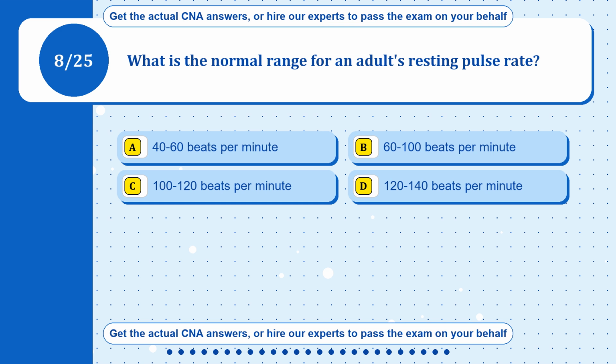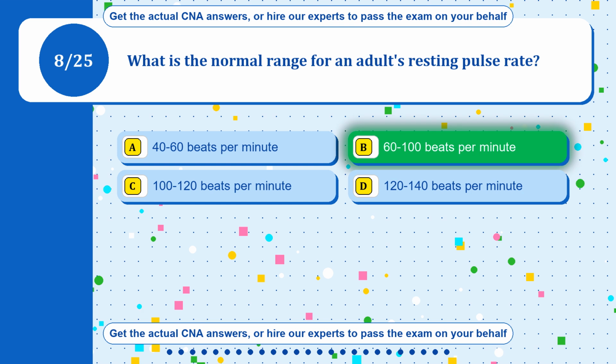Question 8. What is the normal range for an adult's resting pulse rate? Option A, 40 to 60 beats per minute. Option B, 60 to 100 beats per minute. Option C, 100 to 120 beats per minute. Option D, 120 to 140 beats per minute. The correct answer is option B, 60 to 100 beats per minute.